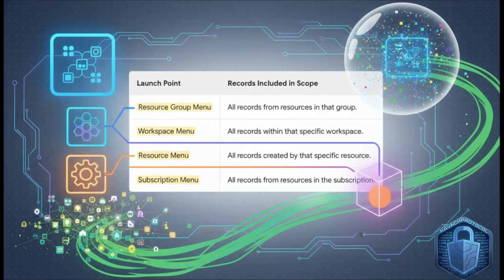And this brings us to a really crucial point that trips a lot of people up. How you open Log Analytics actually sets your initial scope. It's wild, right? If you launch it from, say, a specific VM's menu, your scope is automatically locked down to just the data from that VM. It doesn't matter if its logs are spread across a bunch of workspaces. But if you open it from a resource group, suddenly you're querying everything inside that group. It's like an invisible filter that's applied before you even start typing.